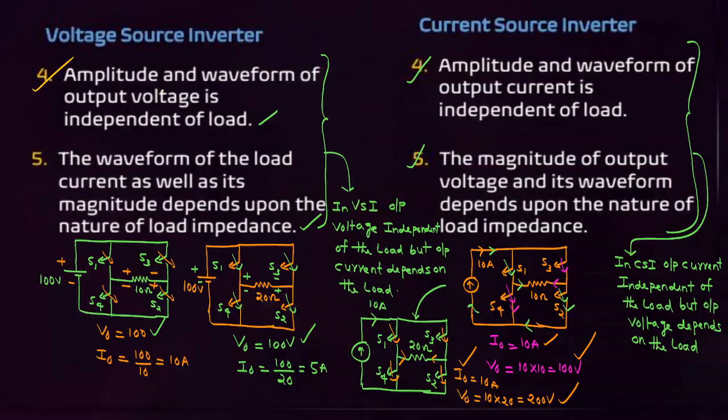Amplitude and waveform of the output voltage is independent of the load. Important: in a voltage source inverter, voltage is independent, but which is dependent? Current is dependent. In a current source inverter, current is independent, but which is dependent? Voltage. The amplitude and waveform of the output current is independent of the load in a CSI, but the voltage depends on the load. In a VSI, the voltage is independent of the load, but the current depends on the load. The waveform of the load current as well as its magnitude depends upon the nature of the load. Here voltage is independent, current is dependent; here current is independent, voltage is dependent. These are the differences between the voltage source inverter and current source inverter. The explanation is not required, but mainly you have to remember these points.